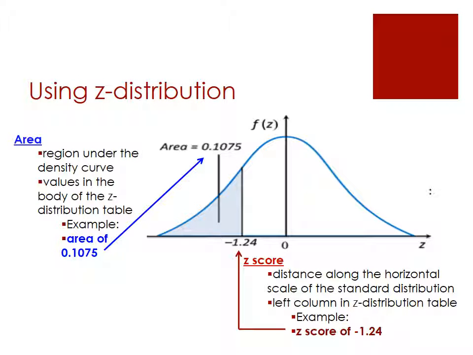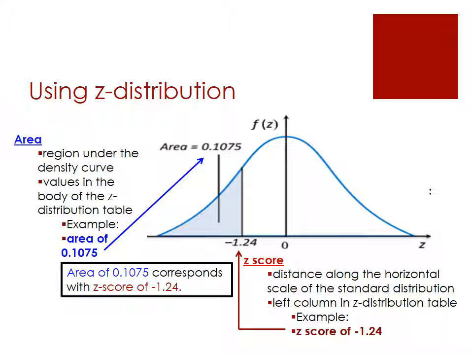Okay, so here we have our z-distribution table. We have an area under the density curve. In this particular example, the area is equal to 0.1075, and this corresponds with our z-score of negative 1.24. The z-score is the distance along the horizontal scale of the standard distribution.